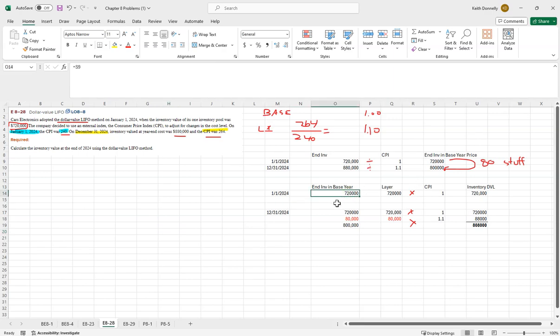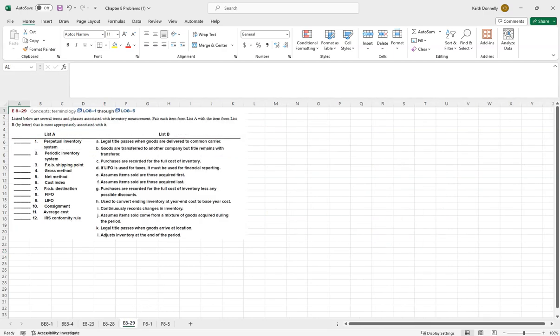So then what we do is we have to run this little schedule, right? The beginning is what we started with. Then our ending inventory in base year is 800,000. You carry that down. We broke that out between what you started with and how much more stuff you got. You multiply that times the base year CPI, you multiply that times the layer year CPI, and add them together. That's our inventory in dollar value LIFO.